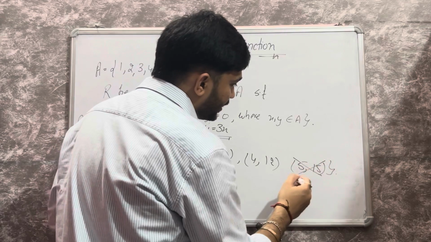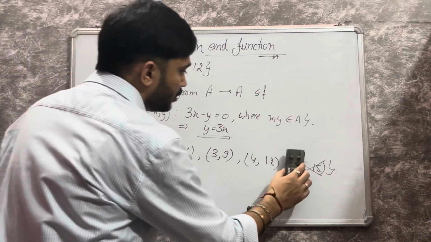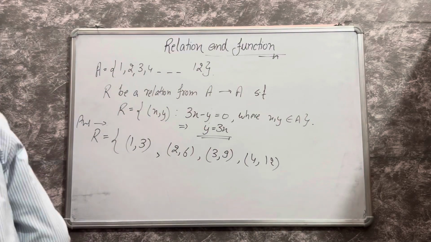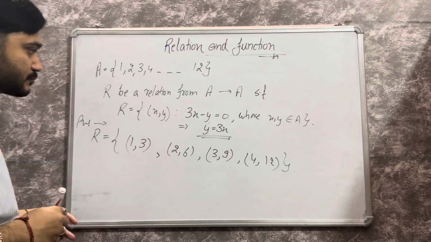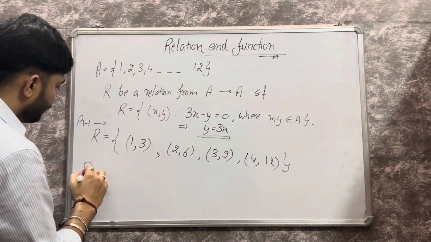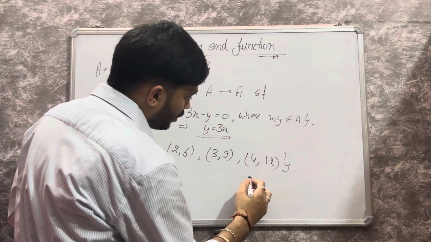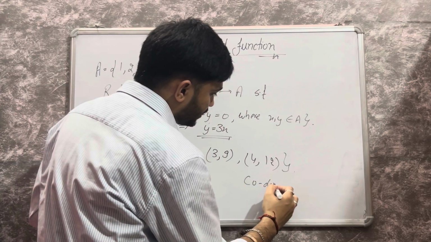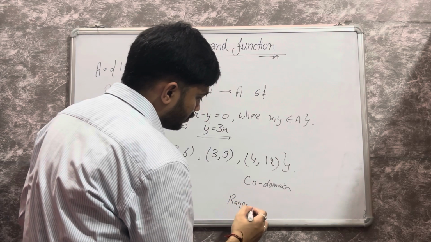So this element is not going to be in the set R. Any doubt? So the relation will be (1, 3), (2, 6), (3, 9) and (4, 12). Now we have to write the domain of this function, the codomain of this relation, and the range of this relation.